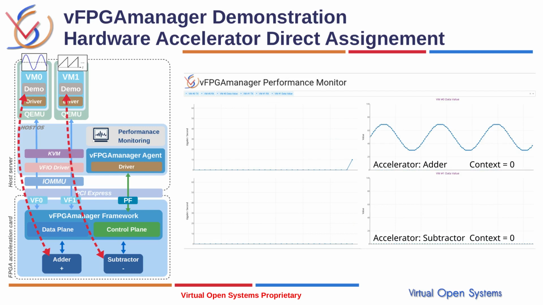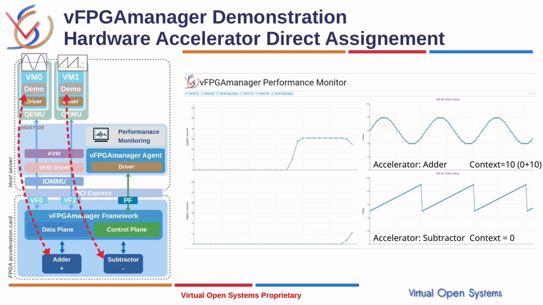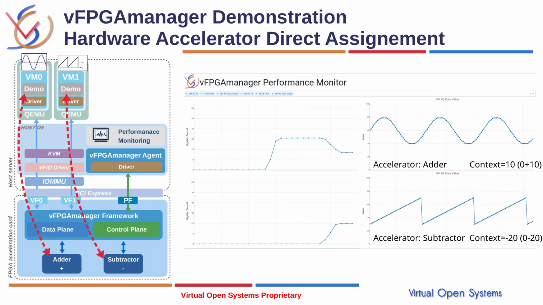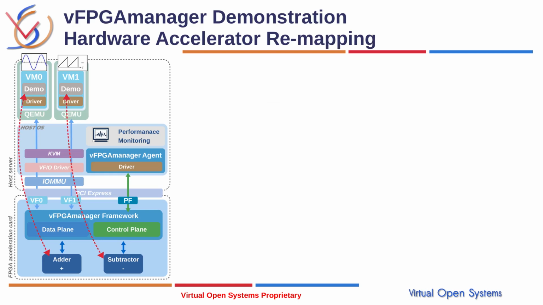Now, let's start a data transfer from the two virtual machines, then set a context equal to 10 for VM0 and equal to 20 for VM1. You can observe on the dashboard that the VM0 receives a sinusoidal shape with a context of 10 and the VM1 receives a triangular shape with a context of -20. We are now ready to see the second vFPGAmanager function that we want to show you, the hardware accelerator remapping.